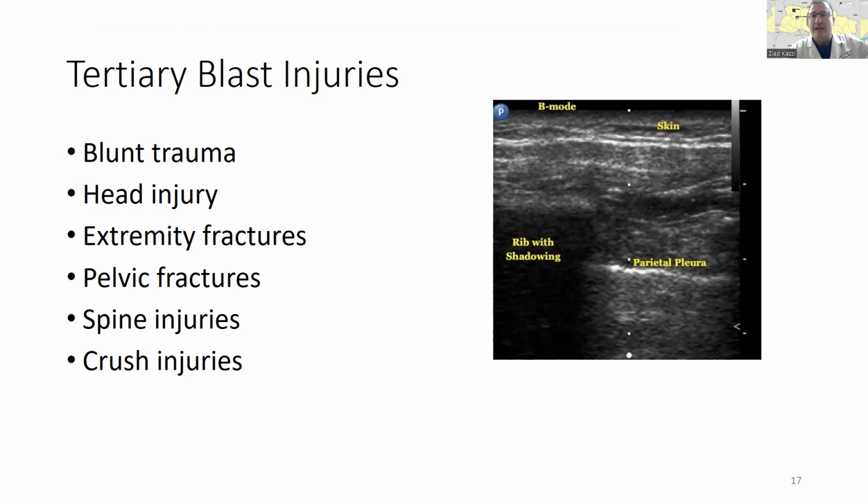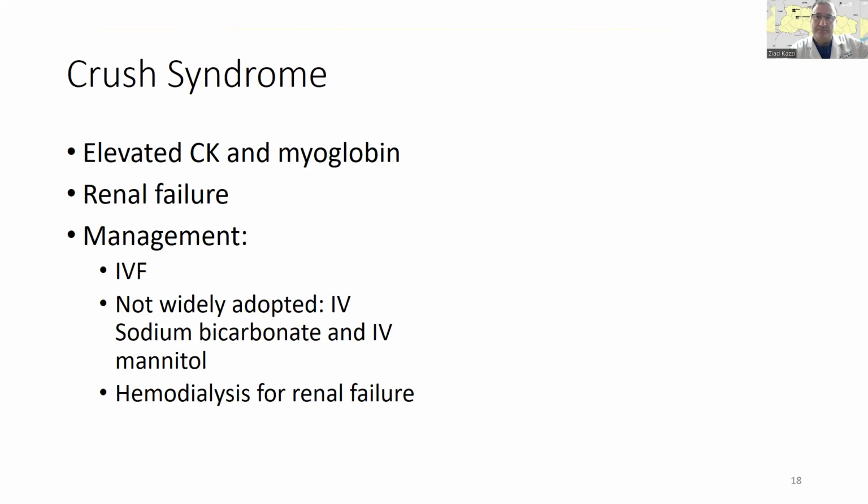The other types of blast injuries I want to talk about are tertiary blast injuries. Those are, again, traumatic injuries to the skeletal muscle, the head injuries, and you can have bony fractures, pelvic fractures, spine fractures, and the management here is really based on your typical trauma management.